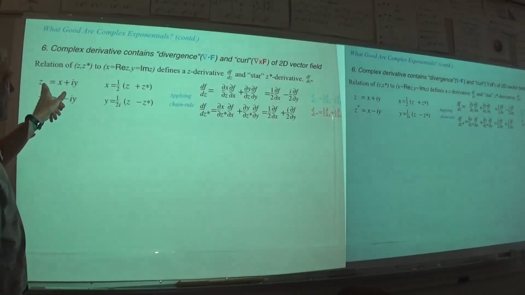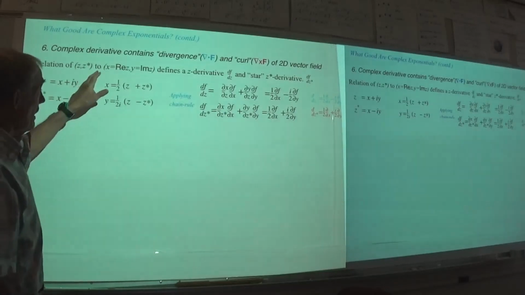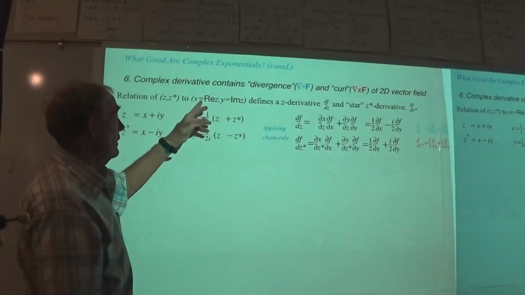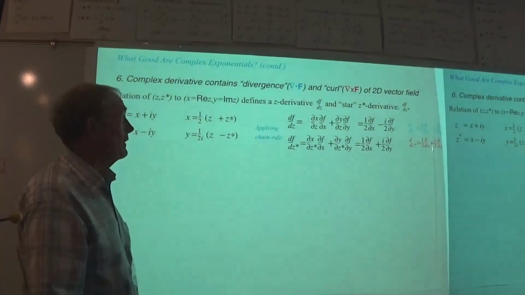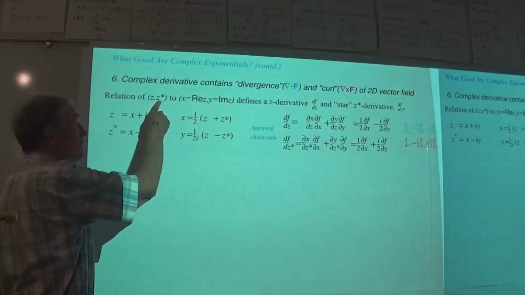Once again, we have here two kinds of functions that we could use to describe a complex number, z. We can either just take the two components of the thing, or also we could work with z and z reflected.